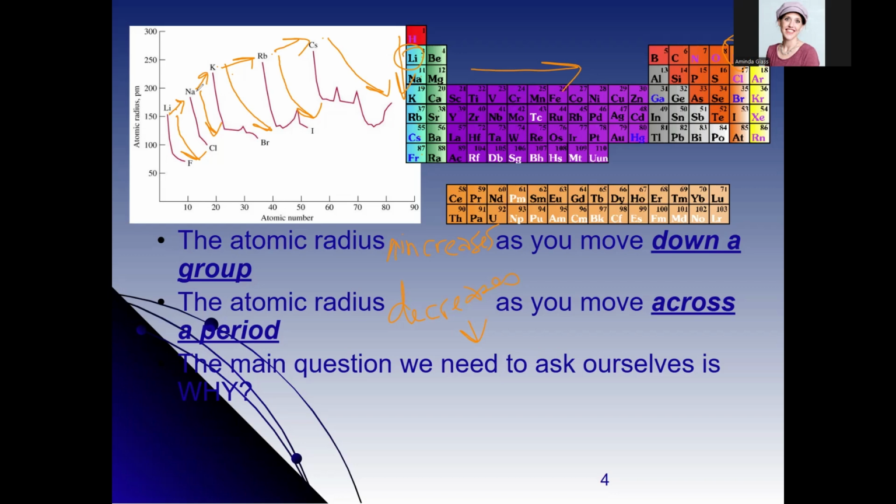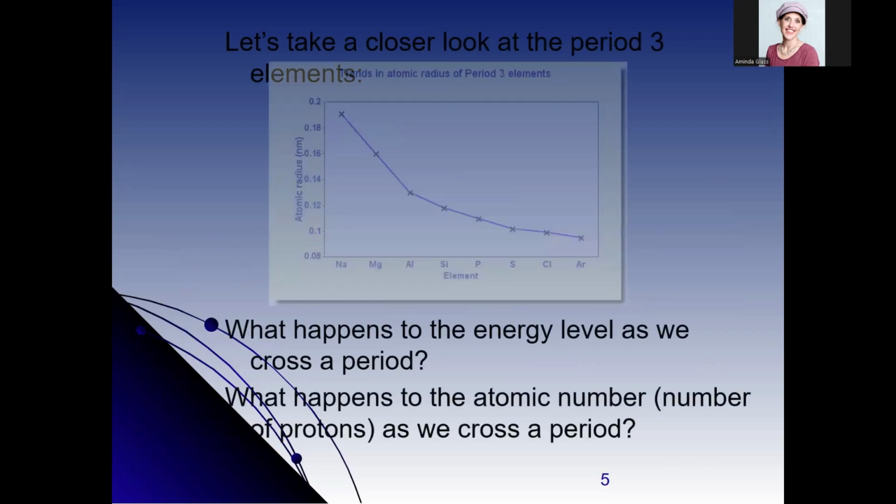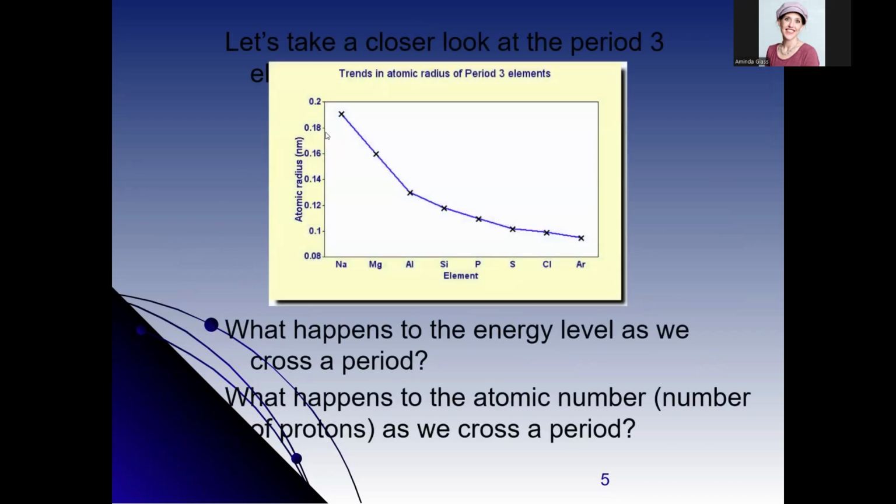So let's look and see what's happening so that we can determine why we see this trend. It's not enough to know the trend, but we should understand why. So if we look at period 3, we're staying in the period where all of these elements are in period 3 here. You have sodium, magnesium, aluminum, silicon, phosphorus, sulfur, chlorine, argon. We can see that the atomic radius is decreasing within that same period.